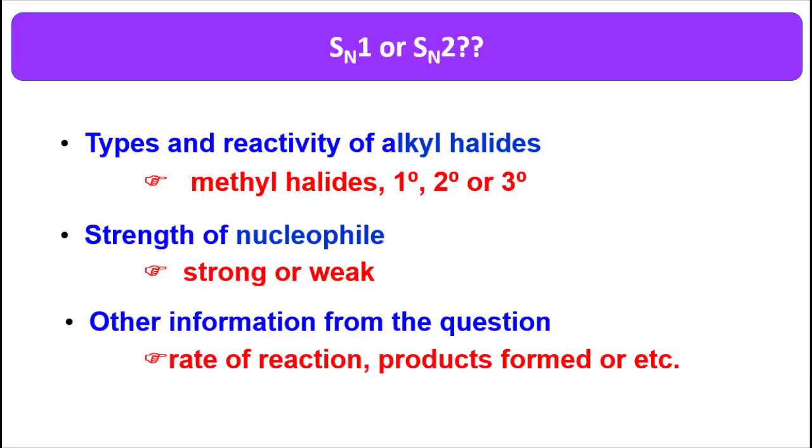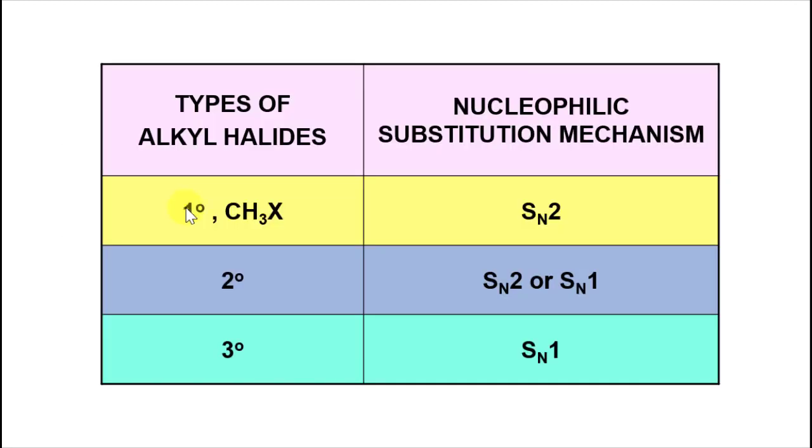In order to identify whether the reaction will undergo SN1 or SN2 reaction, we have to consider these three things. The first one is the type and reactivity of the alkyl halide, where the primary and the methyl halide will favor the SN2 mechanism. The secondary alkyl halide can be SN2 or SN1 mechanism, while the tertiary alkyl halide will favor the SN1 mechanism due to the steric effect.